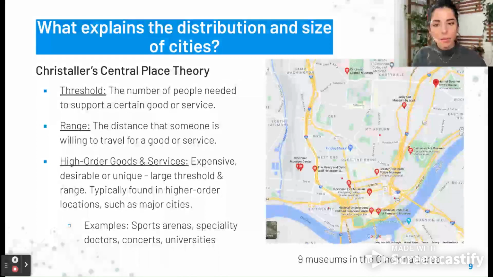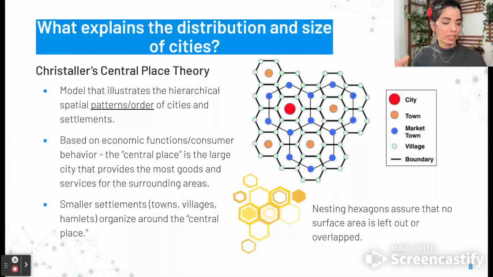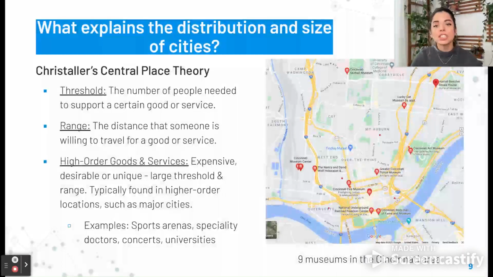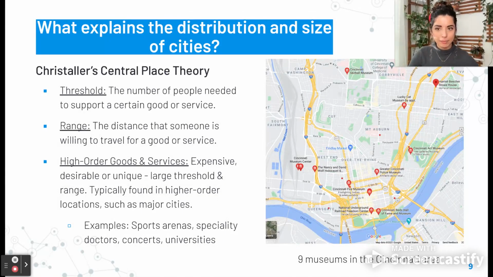So we're going to keep discussing it here. Things that this theory keeps in mind is threshold, the number of people needed to support a certain good or service. That's just like a business decision, right? Businesses will be placed where there are people that would use and need their service. Range is the distance that someone is willing to travel for a good or service.